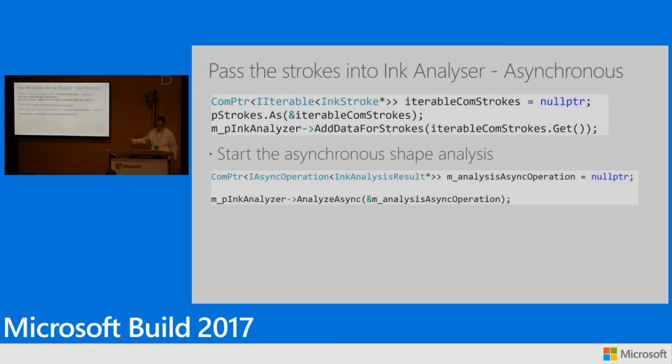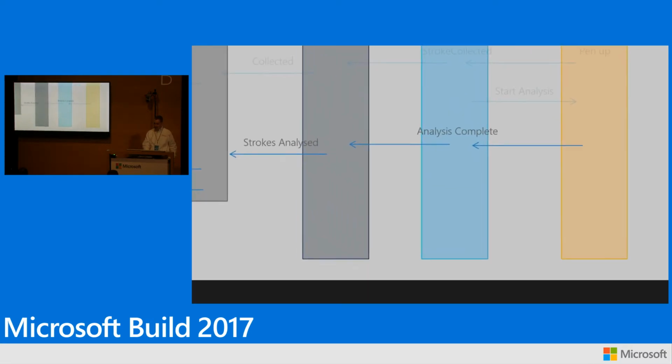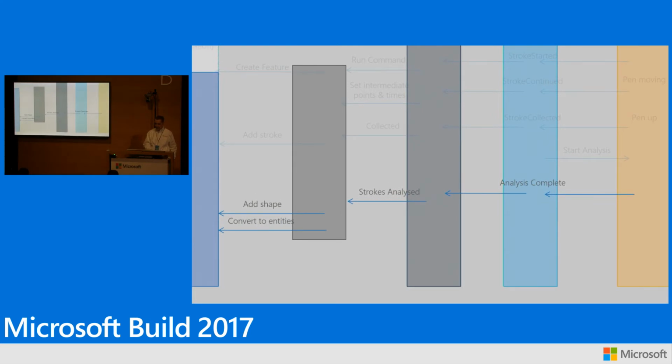And we pass those strokes in, so add data for strokes here into the ink analyzer and then analyze async. Really want you to know it's asynchronous. And then finally, that analysis comes back. It's complete. We get that analysis complete event. We have our analyzed strokes. We have our shape. We know where to put it. And then depending upon which of those is on, the add shape or convert entities, it gets added into our sketch.